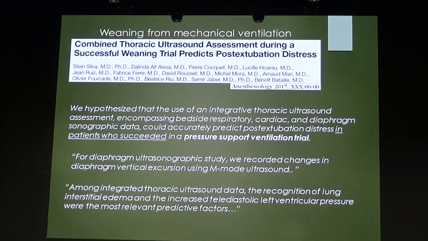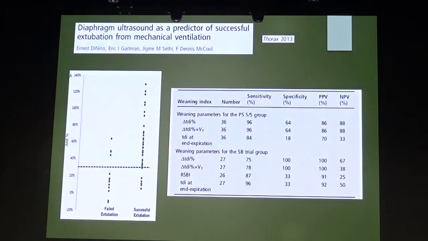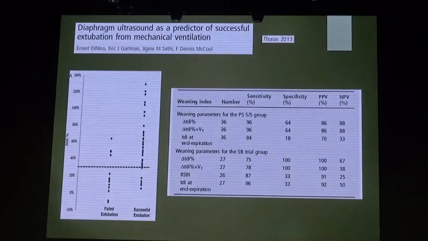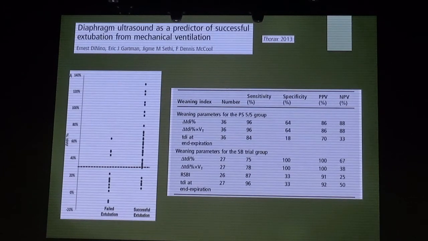The result is that the diaphragm ultrasound seems not to be useful at all to predict the distress. And as you can see in this other study, the results are quite opposite because they used thickening fraction and not excursion. And as you can see, even for the patients with the pressure support trial, the test performed quite well.